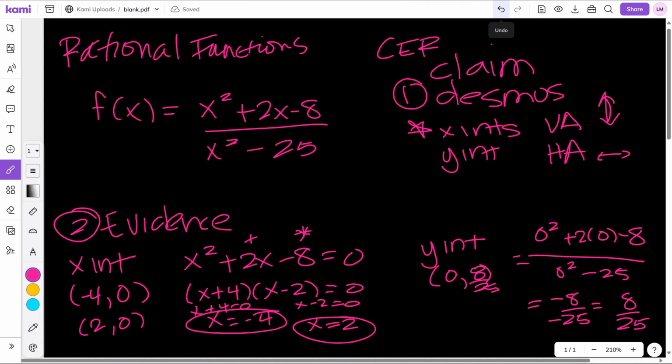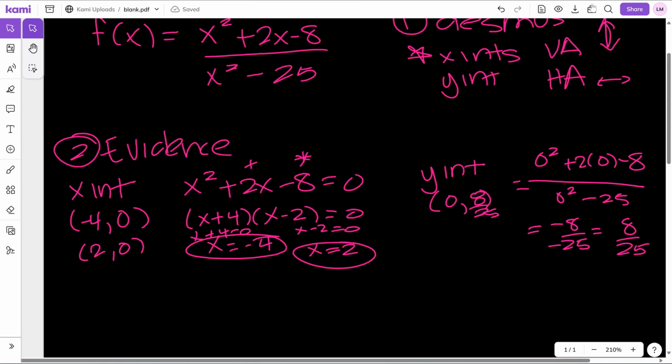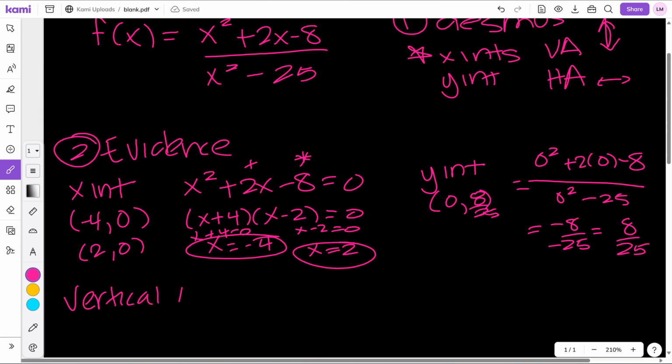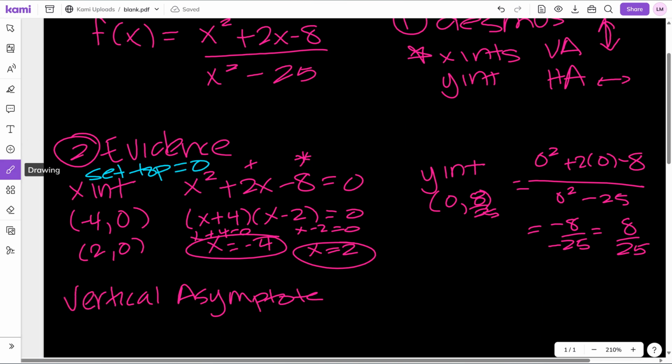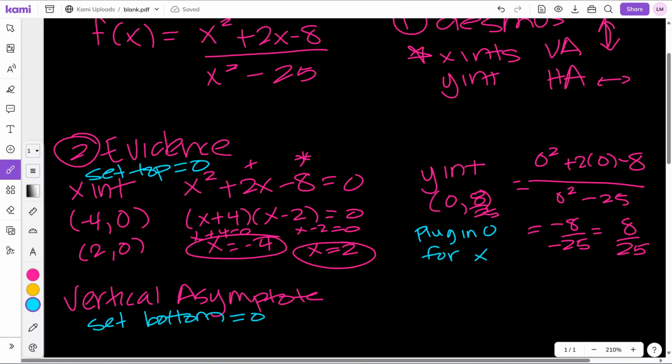All right, then we need to find the vertical asymptotes and the horizontal asymptotes. So to find the vertical asymptotes, remember those are domain issues. So we're going to set the denominator equal to 0. So on x-intercepts, we set the top equal to 0, which means we plugged in 0 for y and got rid of the bottom. For y-intercepts, we plug in 0 for x. For vertical asymptotes, we're going to set the bottom equal to 0 because we want to know where it's undefined.